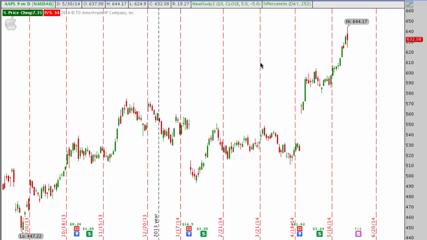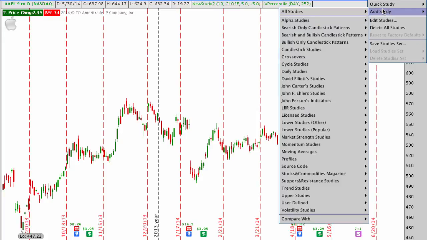Now, if we want to project out into the future and get that same type of distribution graph, where we have that big wave, or those big lines that show us where Apple might go in the future, we can do that pretty easily in our platform by adding a probability curve, or a projection cone, I think is what they call them now.